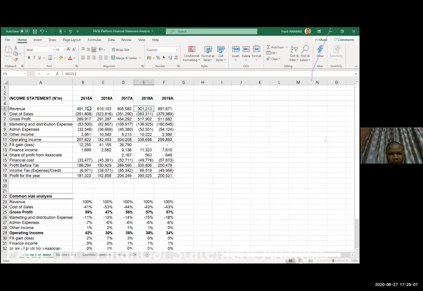In analyzing revenue, there are two components you should be looking out for. One is volume growth, right? How much is the company able to push out in terms of units? Because that is where the real growth is. And secondly, you should look at pricing. Is the pricing going up or coming down?